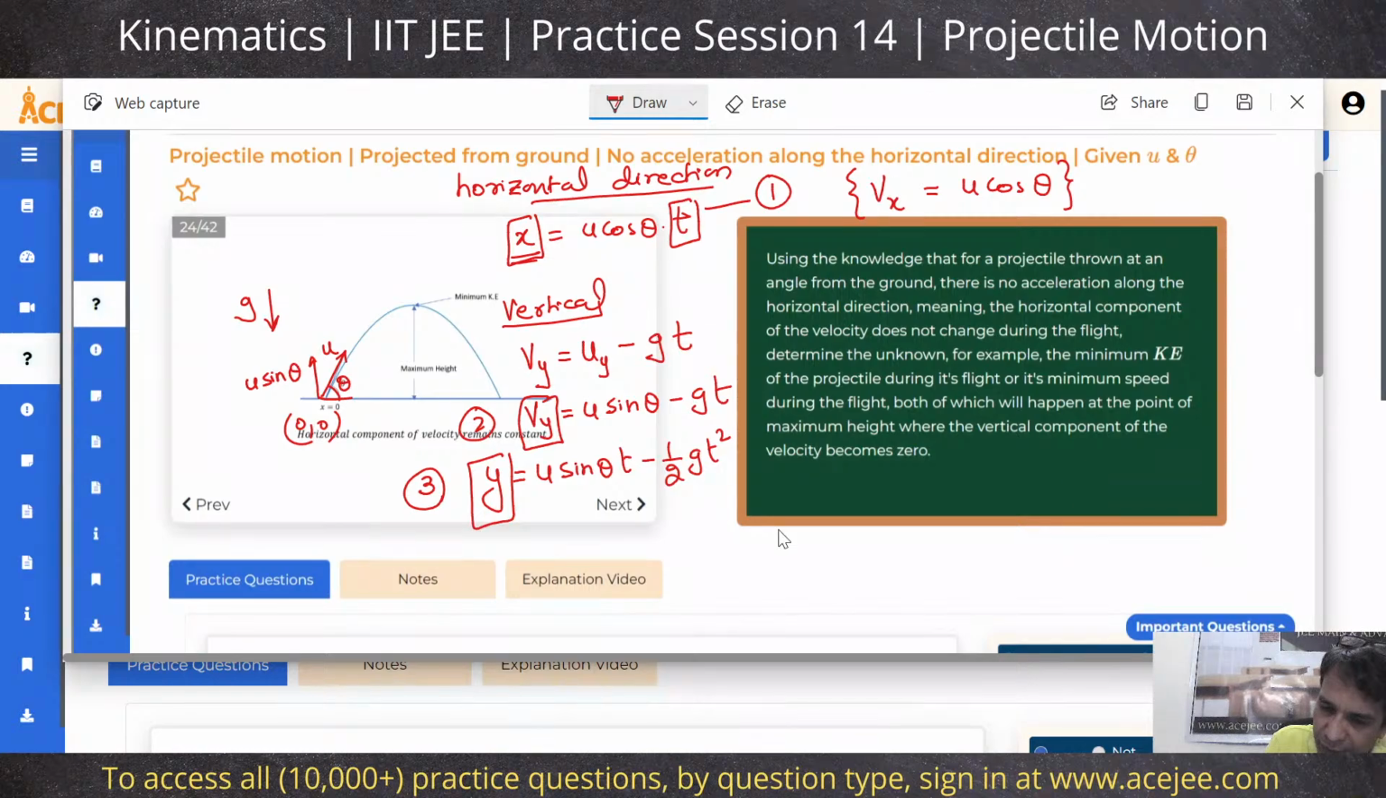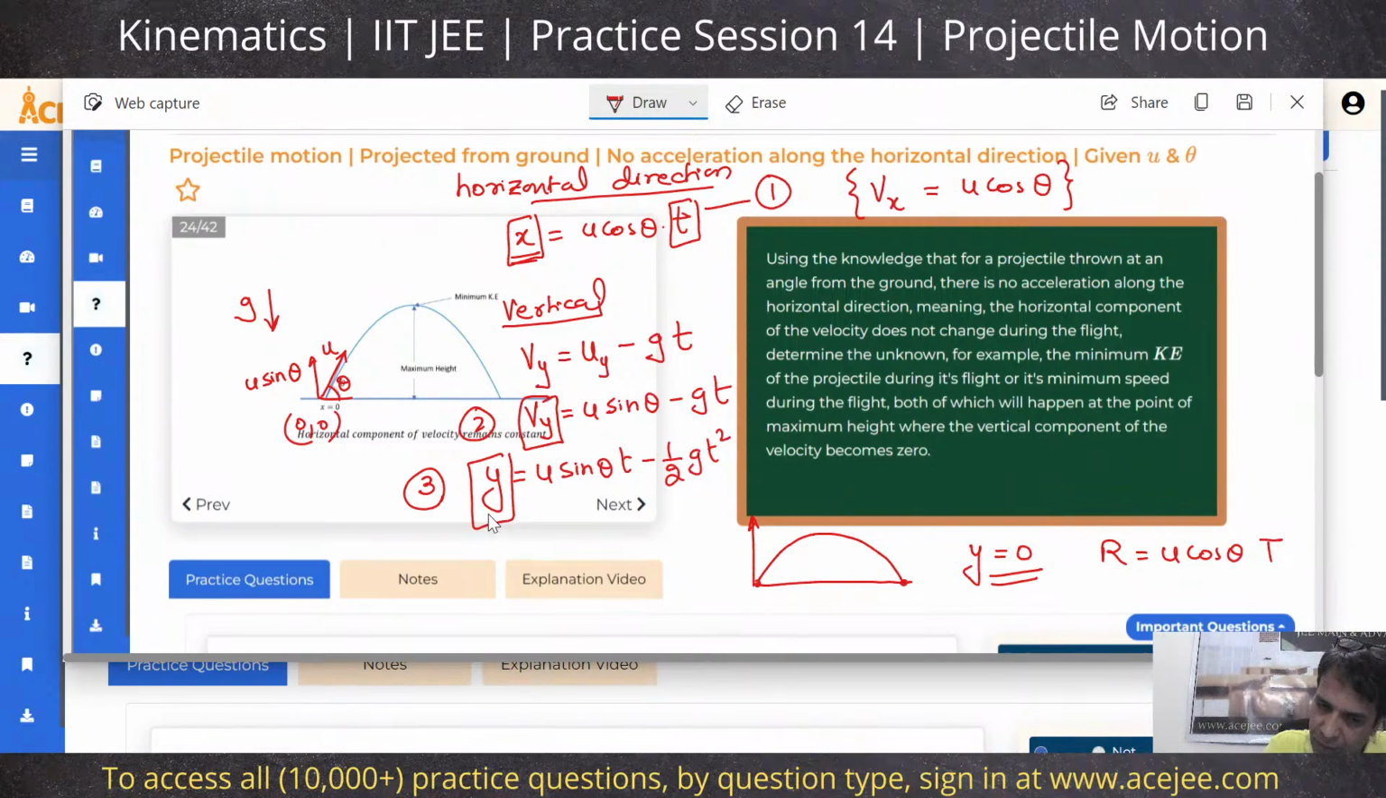So to find the range: the particle starts from the origin, the ground, and comes back to the ground, which means in the vertical direction, the net displacement is 0. So you now know y is 0. So you have 3 unknowns left and 3 equations. You should be able to figure it out. Your range would be u cos theta into time t, which is now the time of flight.